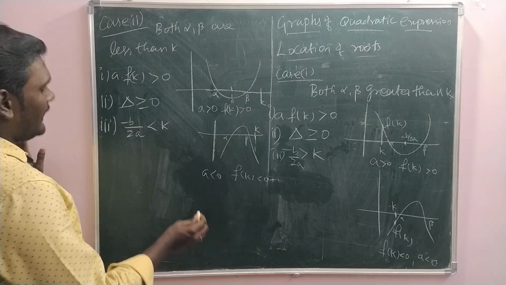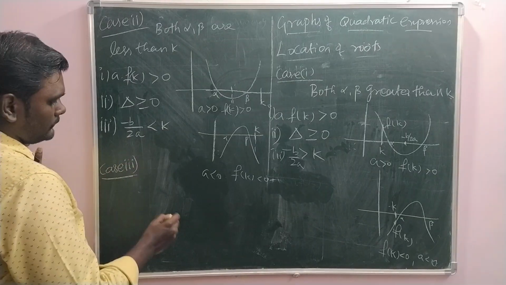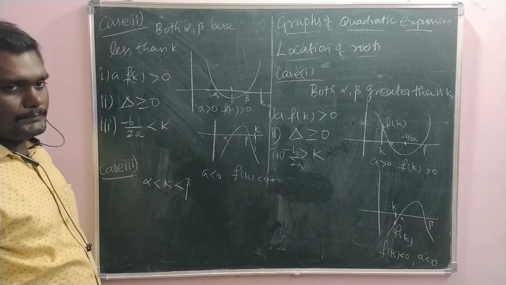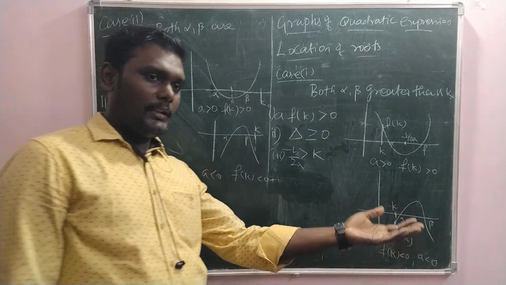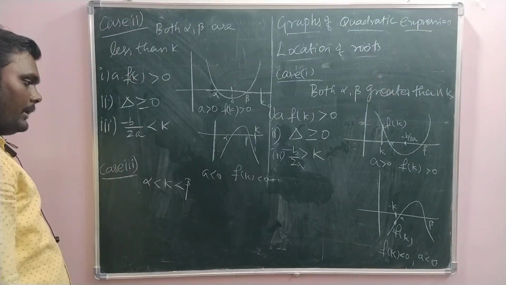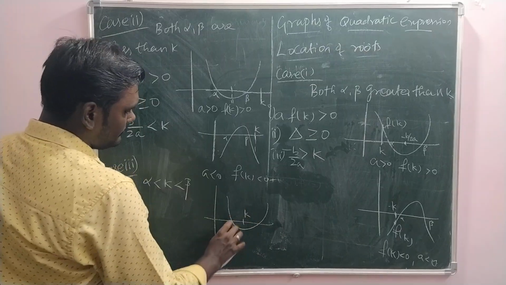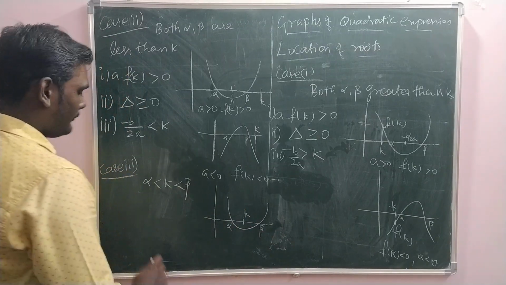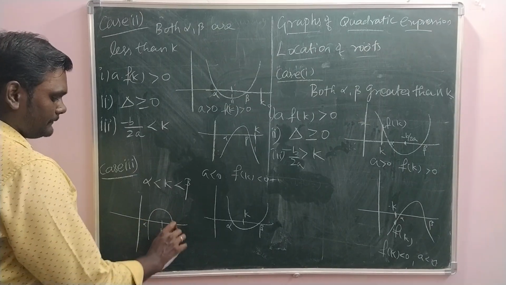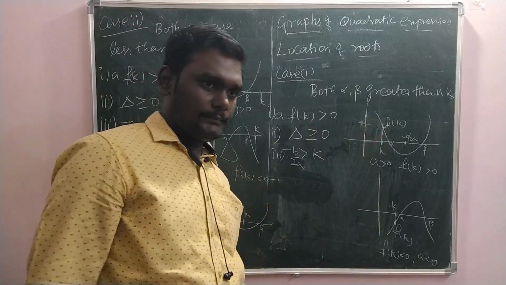Okay. Case 3: if k lies between alpha and beta. Earlier k was before alpha beta, or k was after alpha beta, and now k is between alpha beta. So now the graph. Here k, alpha, beta, open upwards. Here k, alpha, beta, open downwards.